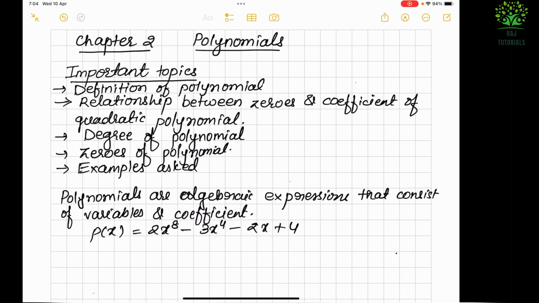Then the coefficient of x raised to 8 is 2. Coefficient of x raised to 4 is minus 3. Coefficient of x is minus 2. And 4 is a constant. So now let us discuss the degree of a polynomial. The degree of this polynomial will be the highest power of the variable. So here, if I see carefully, the highest power is 8. So I can say the degree of this polynomial is 8.